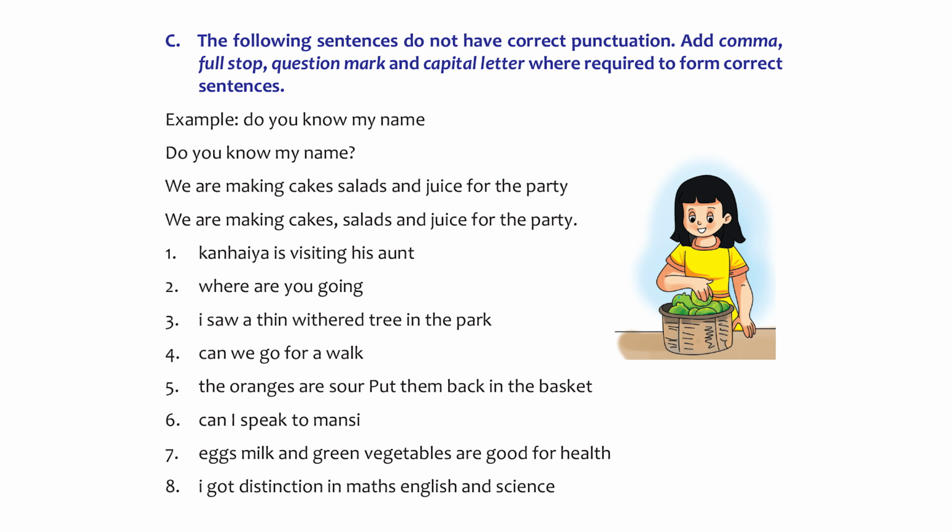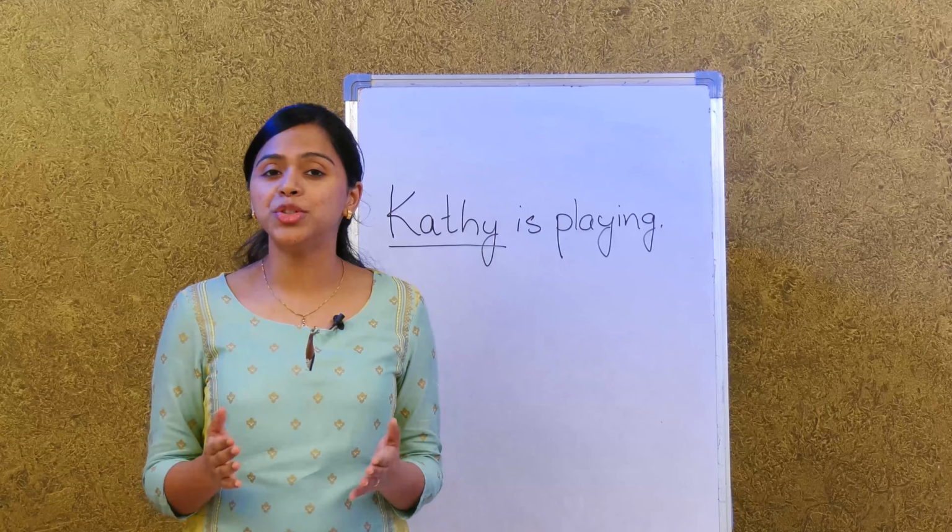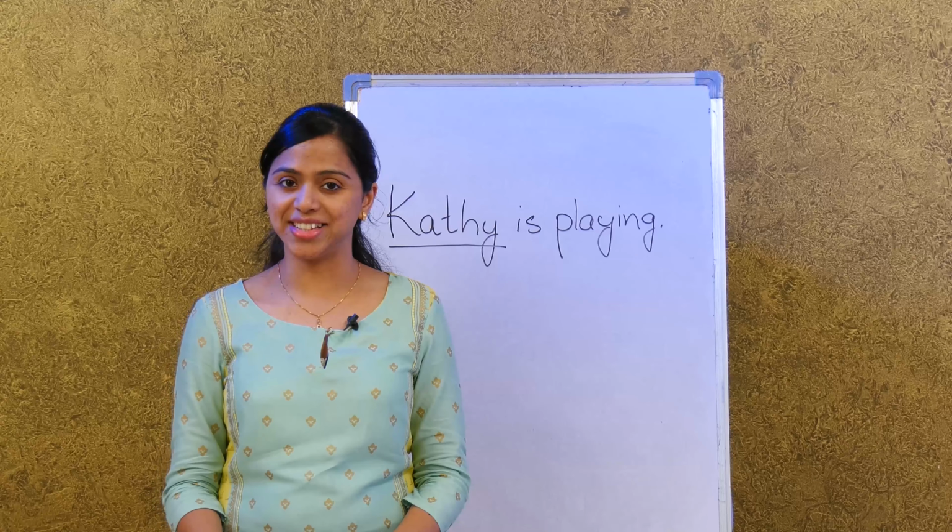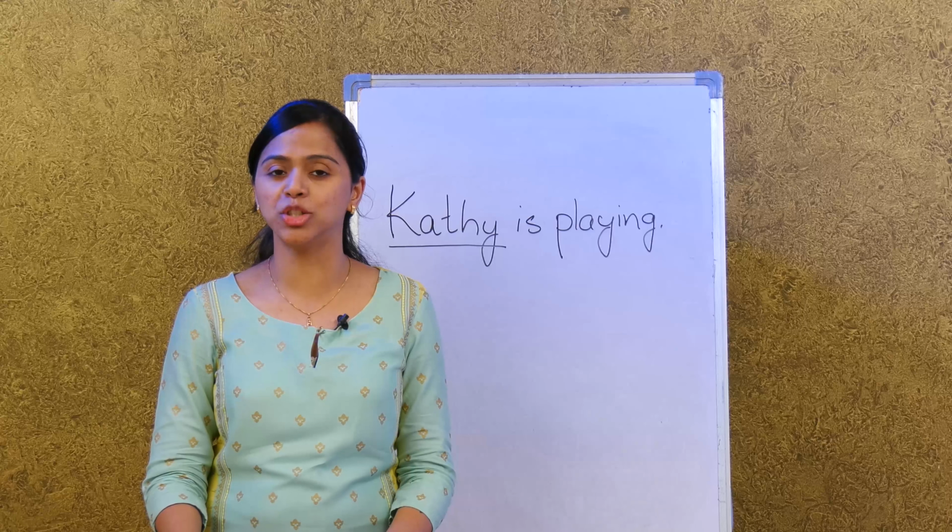The third one, I saw a thin withered tree in the park. So I here needs to be in capital and we need to end it with a full stop. Now, why don't you try out the rest of the sentences? I'm sure you'll be able to do a good job.